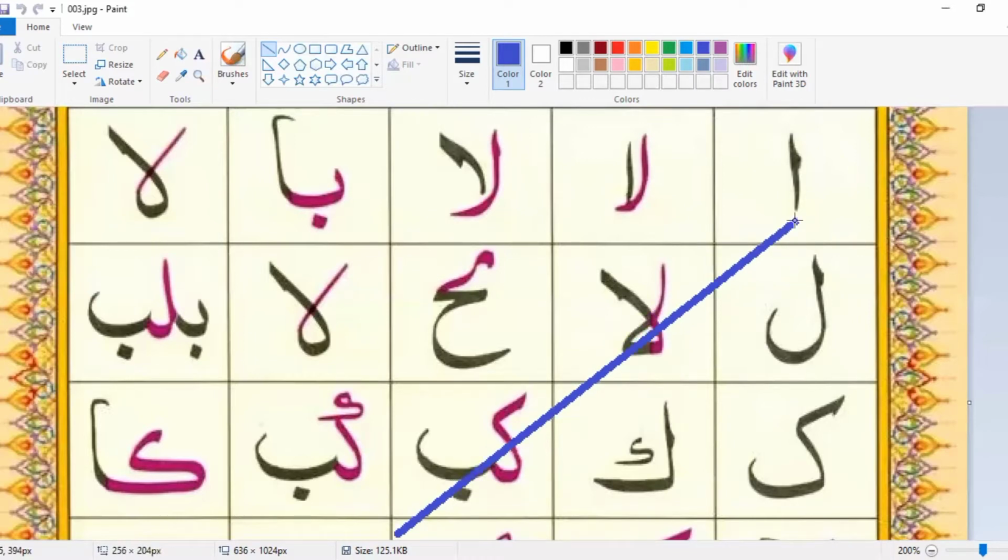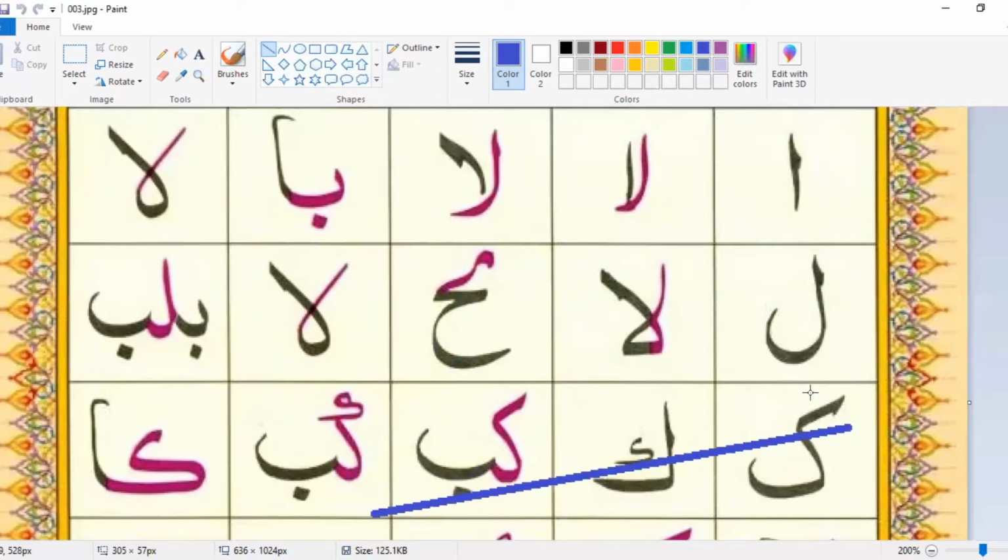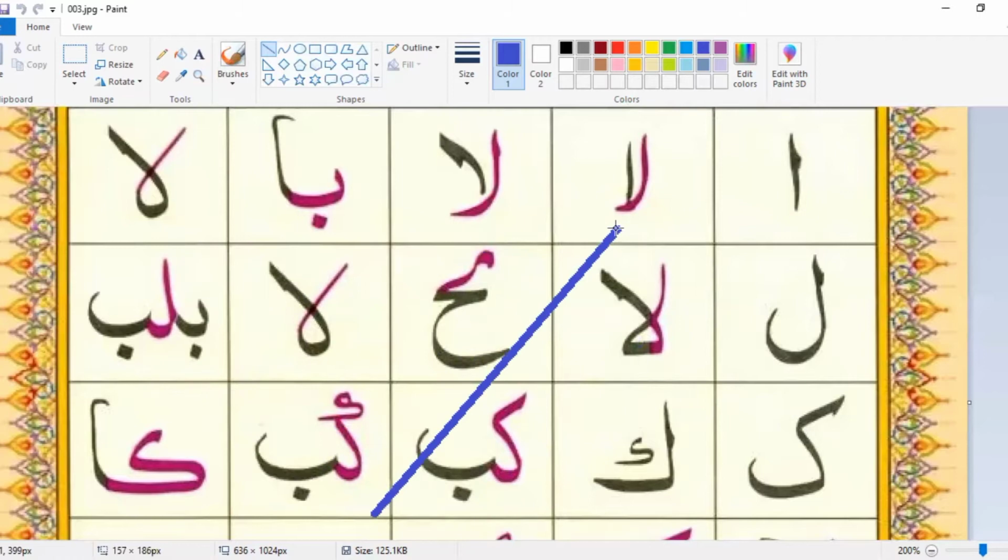Alif, you have to follow me. Alif, lam, alif, lam, alif, ba, alif, lam, alif, lam, lam, alif, lam, ha, lam, alif, ba, lam, ba. Look, lam, alif, lam, alif, lam, alif, lam, alif, lam, alif.